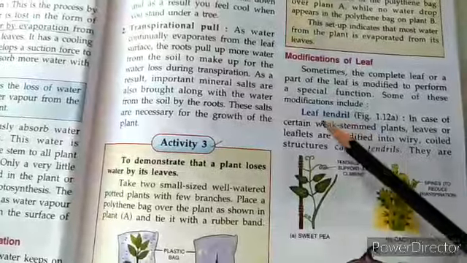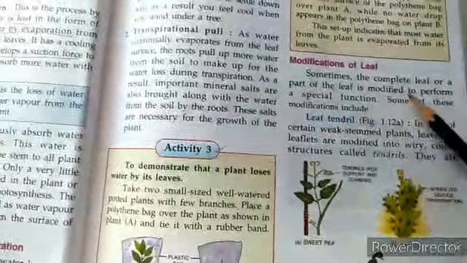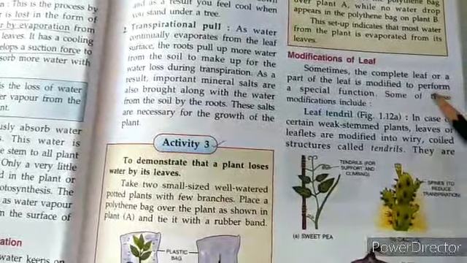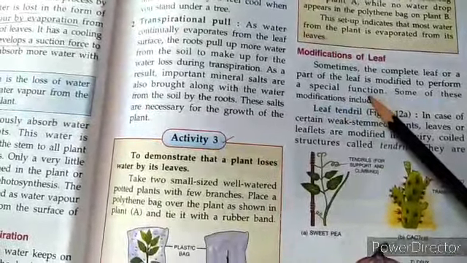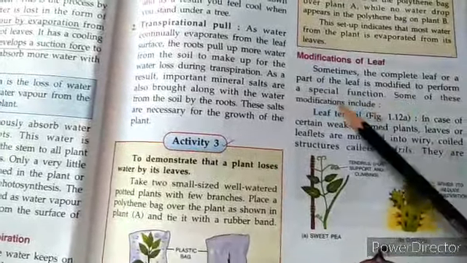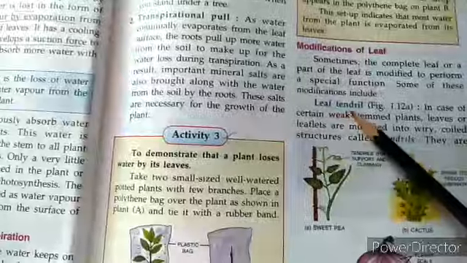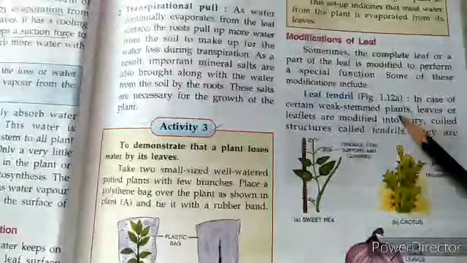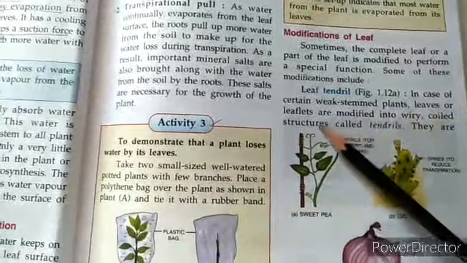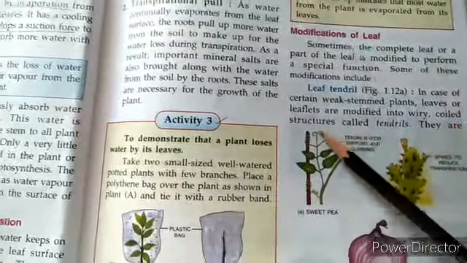The first one that we are studying here is leaf tendril. We know that each modification is done so that it can do a particular function. So for the performance of a particular special function, modifications are done. In case of certain weak stemmed plants, leaves or leaflets are modified into wiry, coiled structures called tendrils. Let's have a look at the structure here.